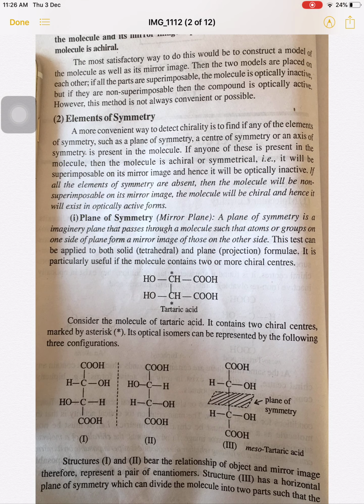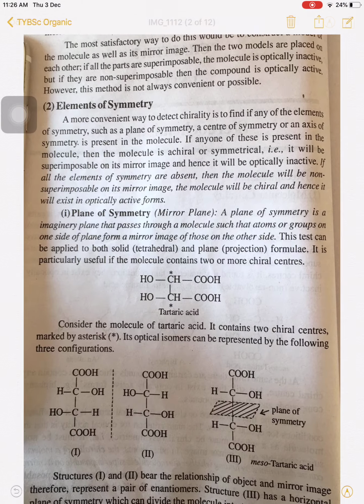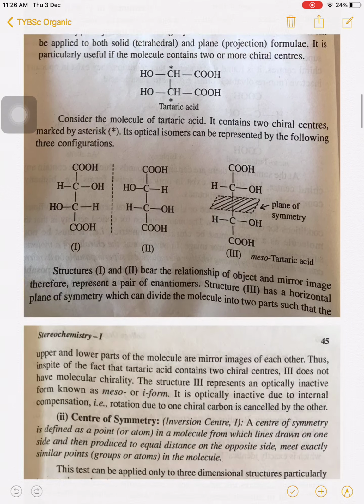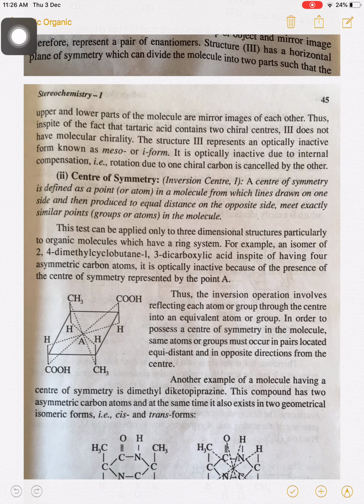such that the upper and lower parts of the molecule are mirror images of each other. Thus, in spite of the fact that tartaric acid contains 2 chiral centers, Roman third does not have molecular chirality. Structure third represents an optically inactive form known as the meso form, and it is optically inactive due to internal compensation, that is, the rotation due to one chiral center is cancelled by the other.